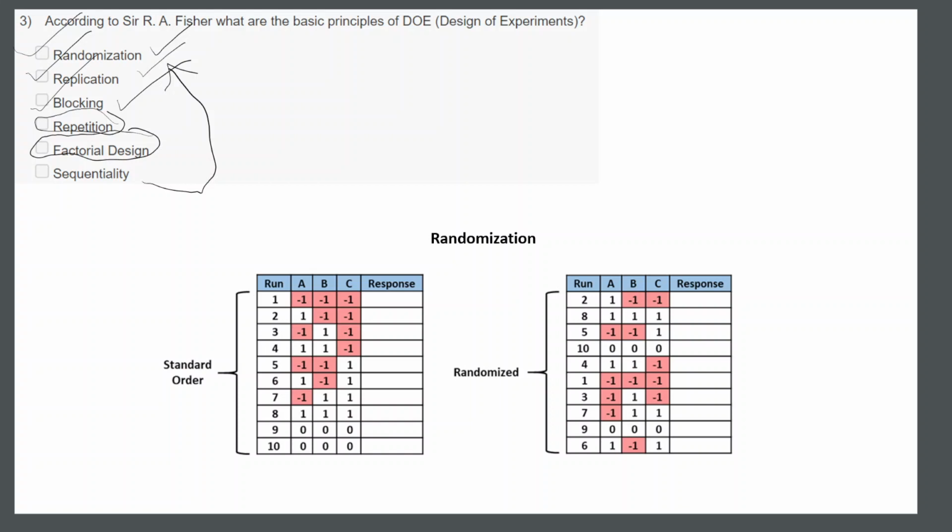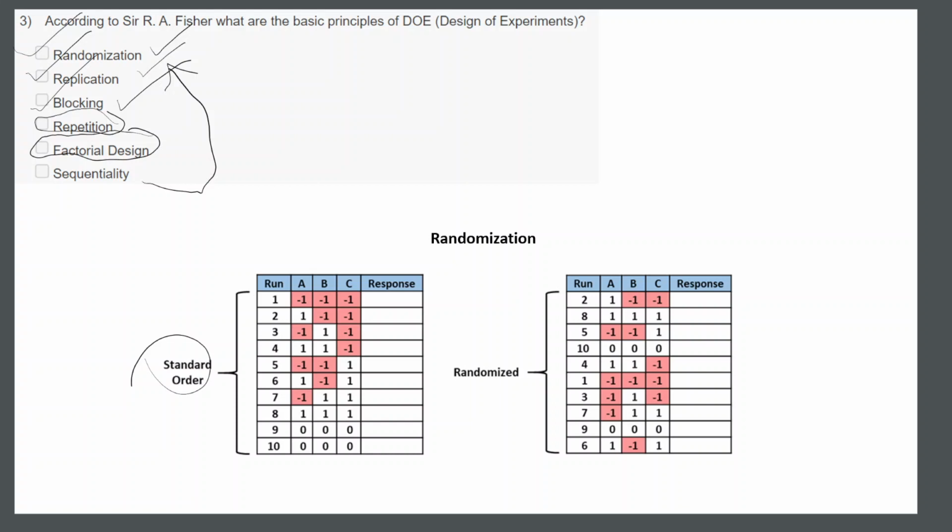Randomization means that instead of following a particular order or sequence while doing an experiment, we go for a random order. In that way, we can eliminate the random error. Here you can see it is a standard order, where we are doing the experiment in one particular sequence.